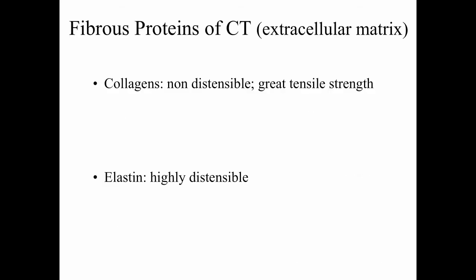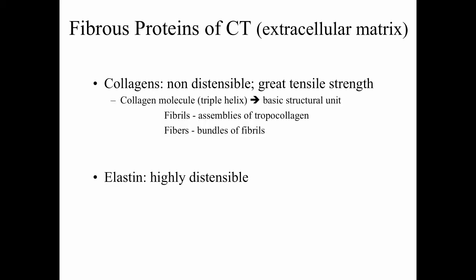Now, the fibrous proteins of connective tissue, the extracellular matrix, the collagens, these are non-distensible proteins. They give the connective tissue great tensile strength, and of course the elastins are very highly distensible, so they give the connective tissue some recoil capability. As you probably remember from biochemistry, collagen molecules are essentially composed of a triple helix. The triple helix makes up the basic structural unit of collagen.